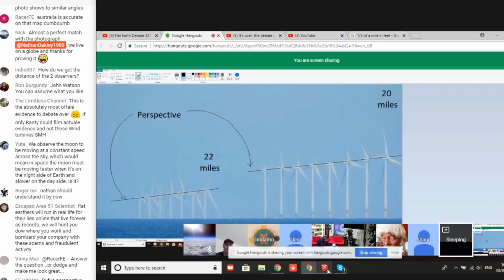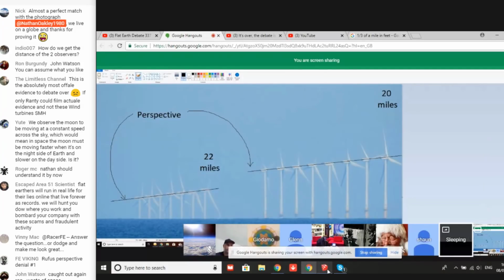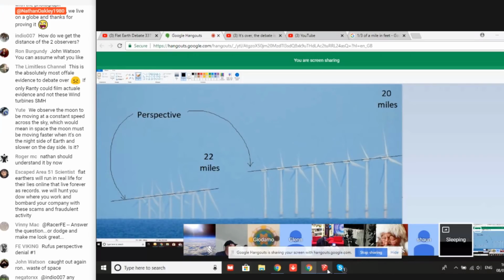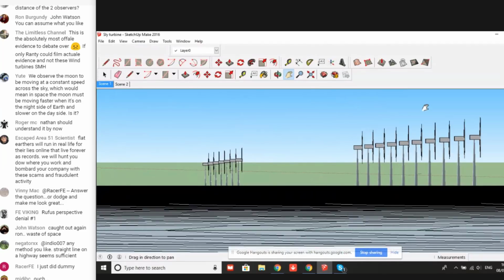No, I'm saying if they're the same model of turbine, those lines are not parallel. They're not. Yeah, not even then? That's a pity. That's a shame.